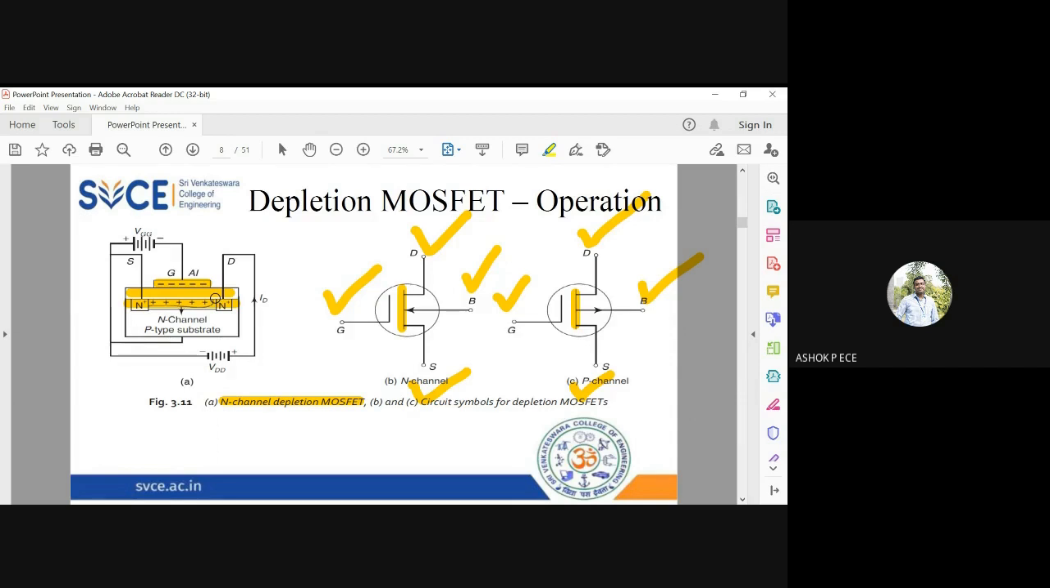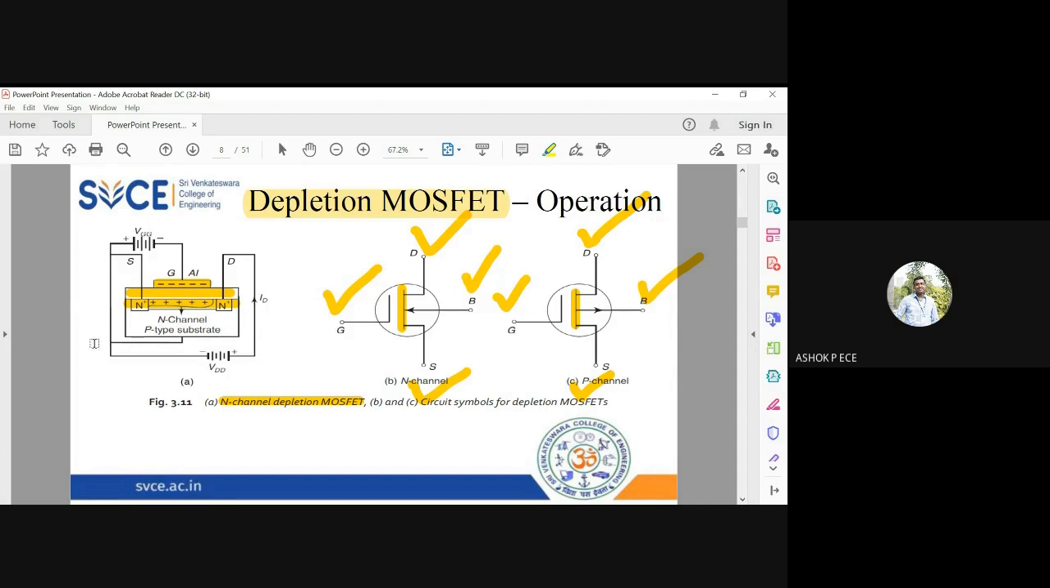So I can say it is devoid of electrons. So our channel is depleted of electrons. That is why it is called a depletion MOSFET. See, everything is the same, this construction, everything is the same. Just by reversing the voltage, the same MOSFET can be used as an enhancement MOSFET or a depletion MOSFET.